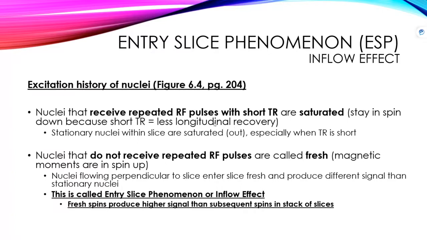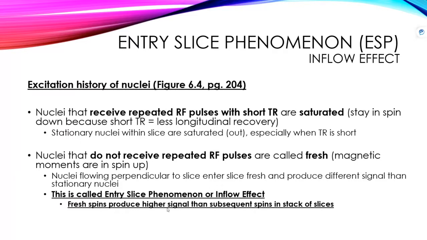That's because they have that less longitudinal recovery. Nuclei that do not receive the repeated RF pulses, so flowing nuclei, because they're not in the slice for every single pulse, are called fresh. Their magnetic moments are going to stay in the spin up. They're not going to be inverted into the inversion plane, so we don't saturate them out. And so they're going to produce a different signal than the stationary slices. And this is called entry slice phenomenon or inflow effect.